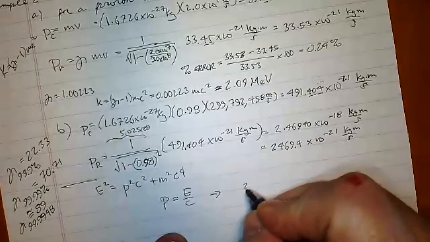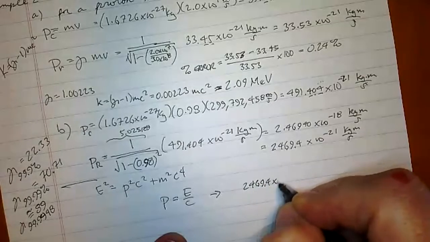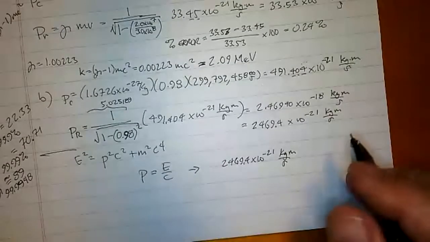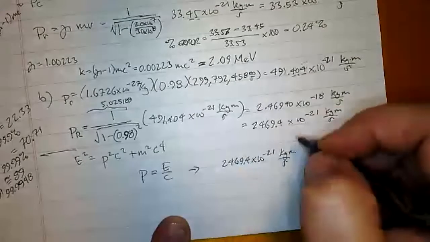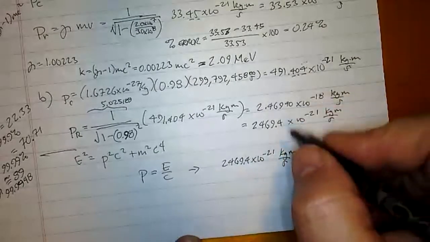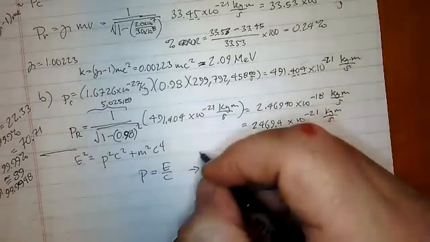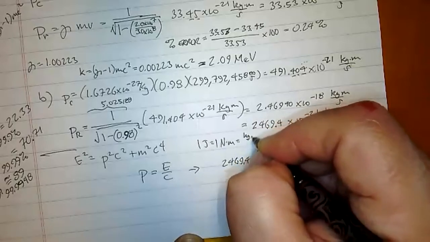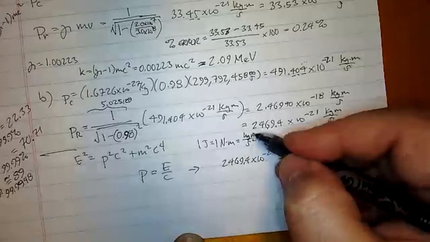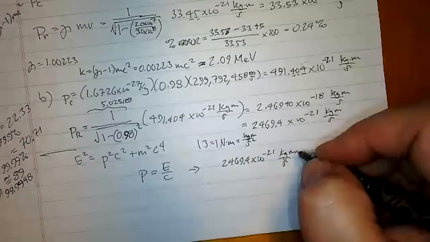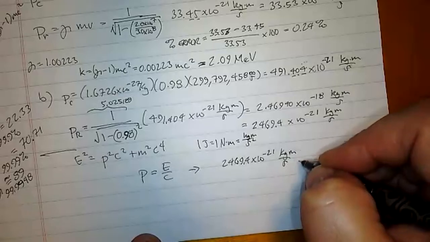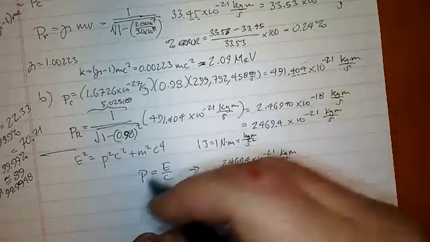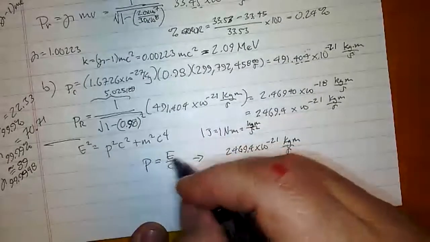Let's say this 2,469.4 times 10 to the negative 21 kilograms meters per second. We're going to express that as basically, if you remember, kilograms meters squared per second squared would be basically joules, because 1 joule is 1 Newton times a meter, and 1 Newton is a kilogram meter per second squared. So if I put another meter there, you get kilogram meter squared per second squared. So really this is off by a meter per second. If I multiply it by another meter per second, then I have units of joules.